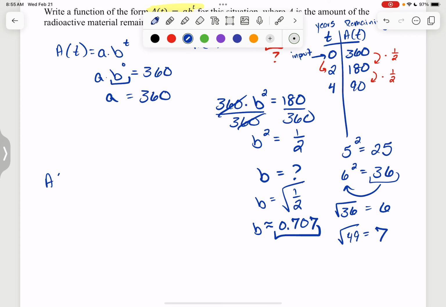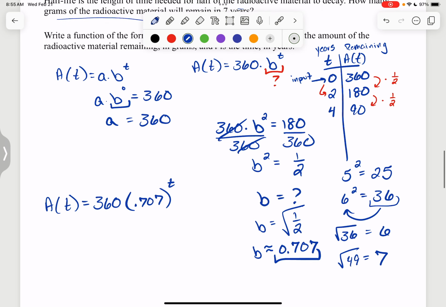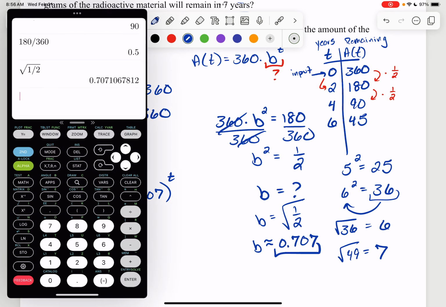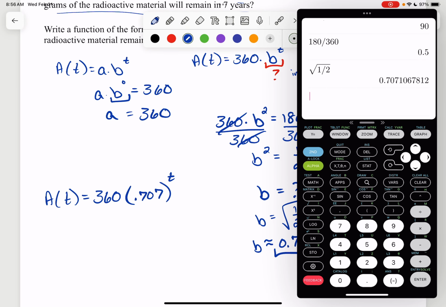So my equation, again, this is approximately, would be 360 times, let's put it in parentheses, 0.707 to the t, because we're using a t for my variable here. So there is my function. So I'm now going to test this function out for my points 0, 2, and 4. And we can keep going. If I go 2 more years, in 6 years, I'll have half of that. I'll have 45. Okay, so I'm going to grab my calculator and I'm going to test these.